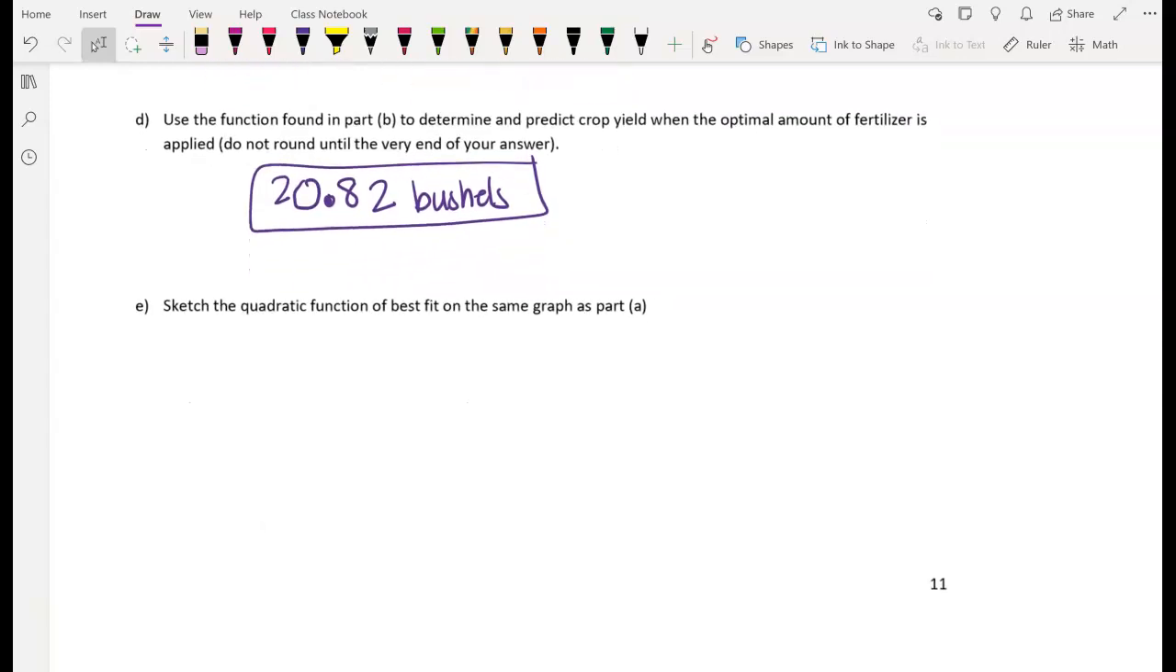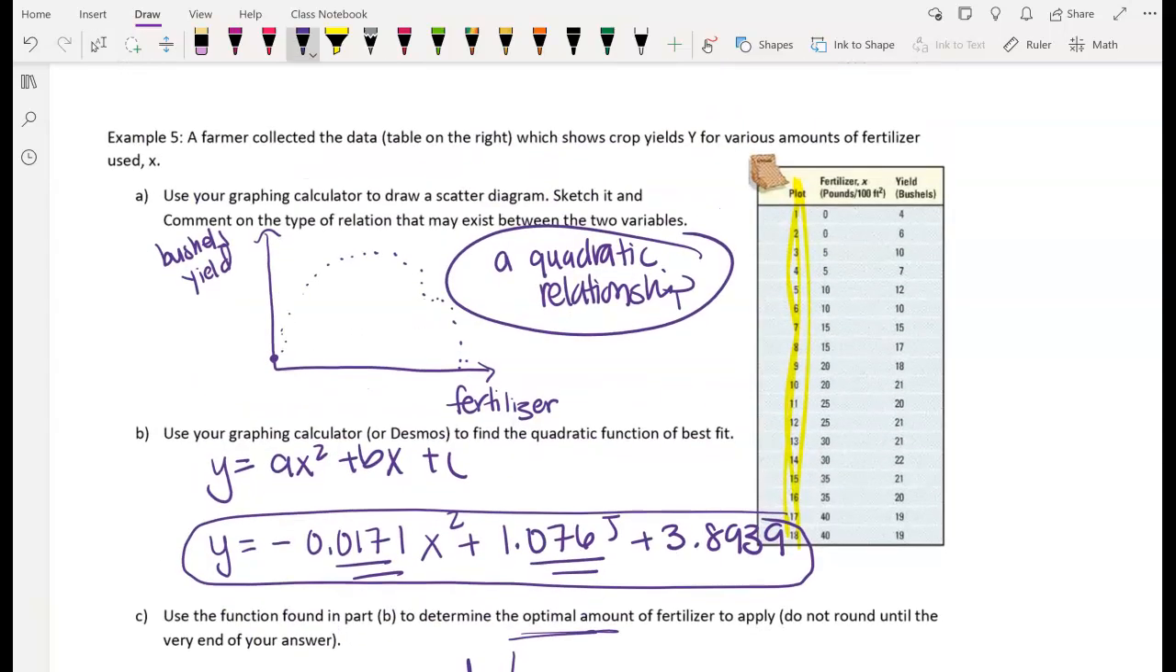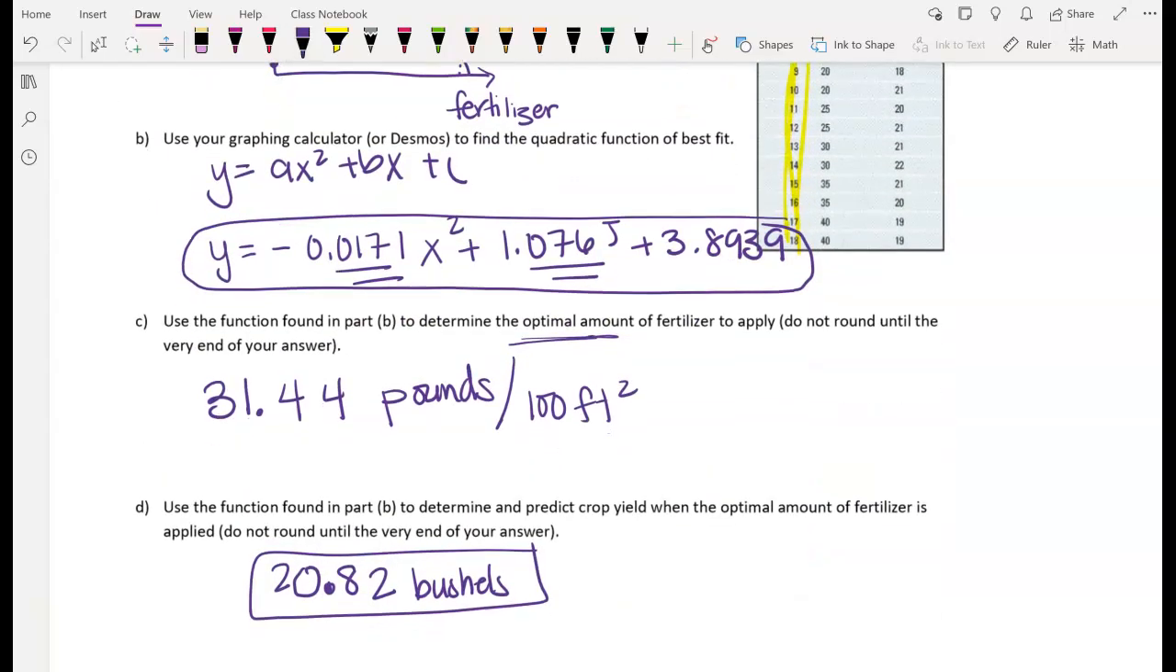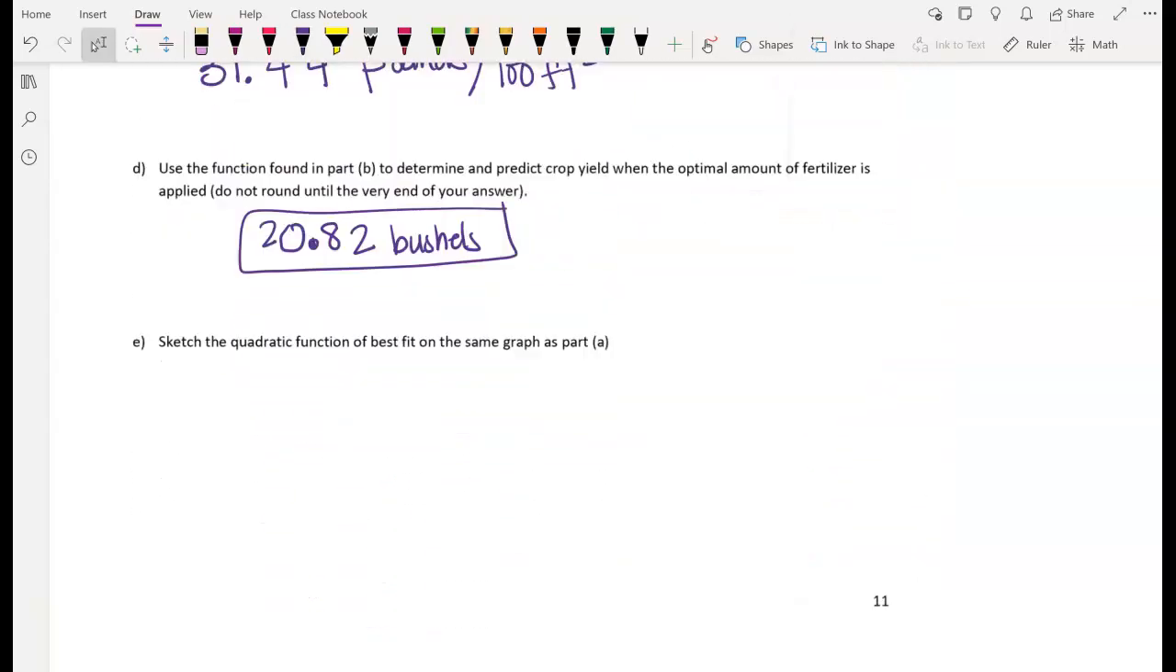Sketch the quadratic function of best fit on the same graph as part A. So they'll go up, and let's go. It's not starting at 0, 0, so like that. And that, I believe, answers all the parts. Yeah, that is it.